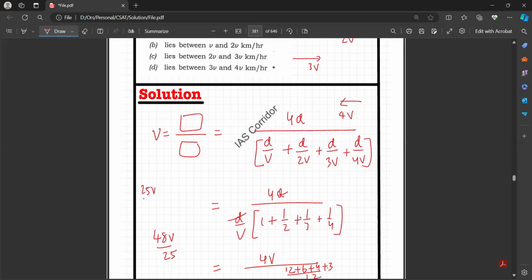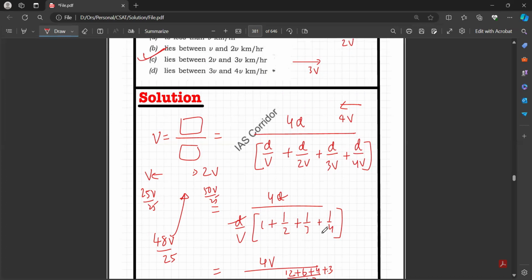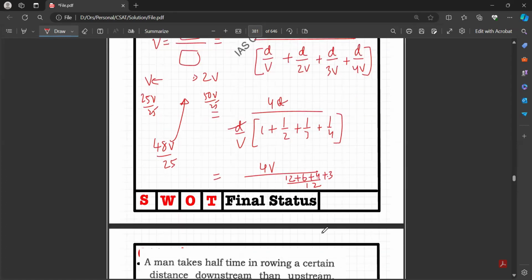अगर 25V by 25 होता, आंसर होता V. अगर 50V by 25 होता, तो आंसर होता 2V. ये इसके बीच में है, that is V and 2V के बीच में. So the answer would be lying between V and 2V kilometer per hour. Is it clear? Let us go to the next question.